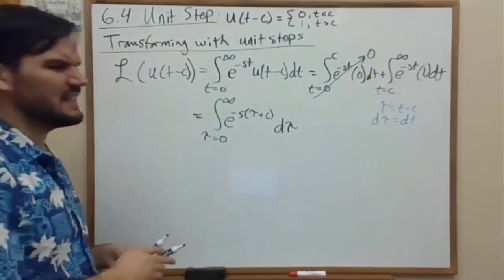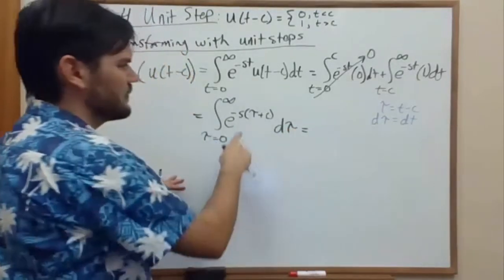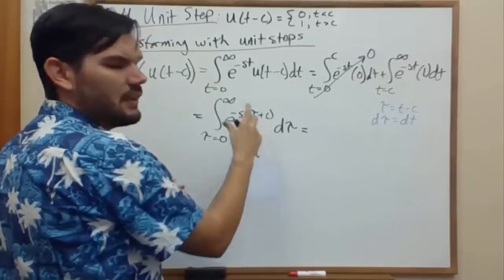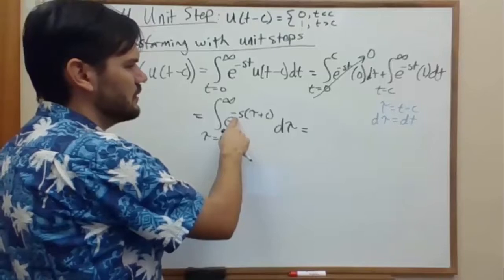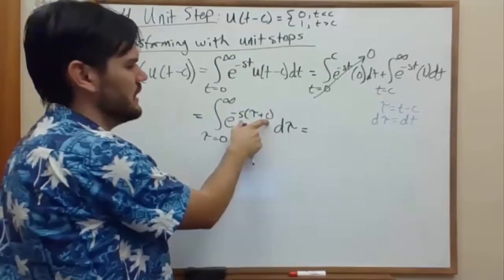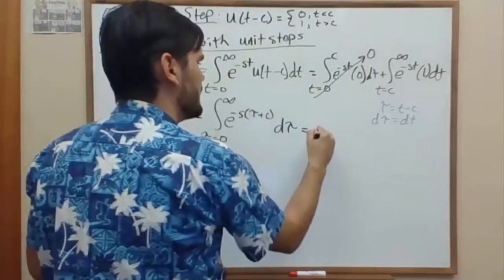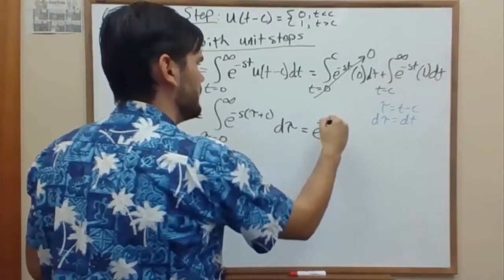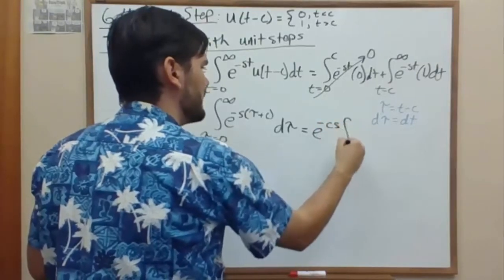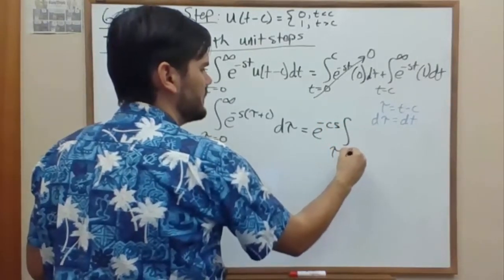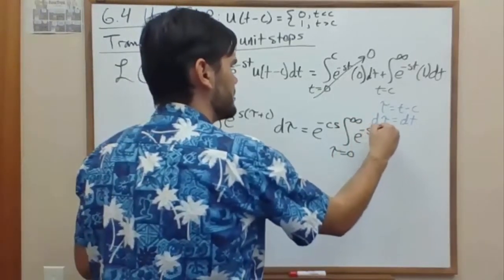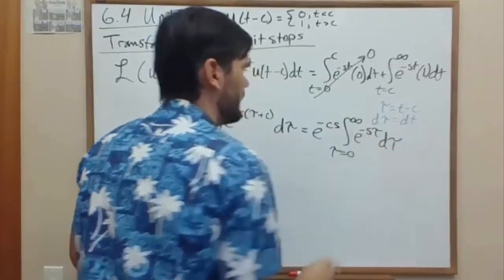Well, let's simplify this out a little bit. I have an e to the negative s tau, that makes sense, but it's also a minus sc, which is constant in terms of tau. So if we factor that out, e to the negative sc or cs, what we have left is the integral from tau equals 0 to infinity of e to the negative s tau d tau.